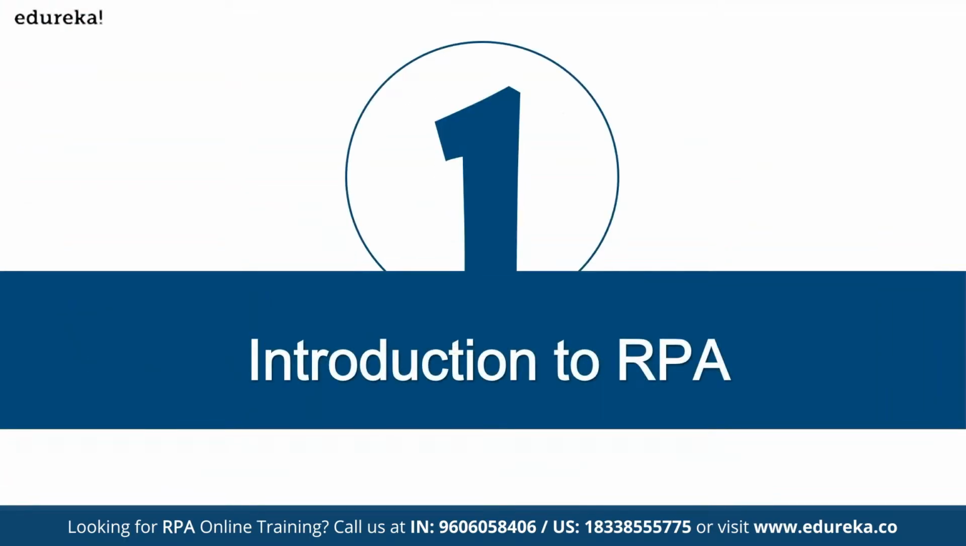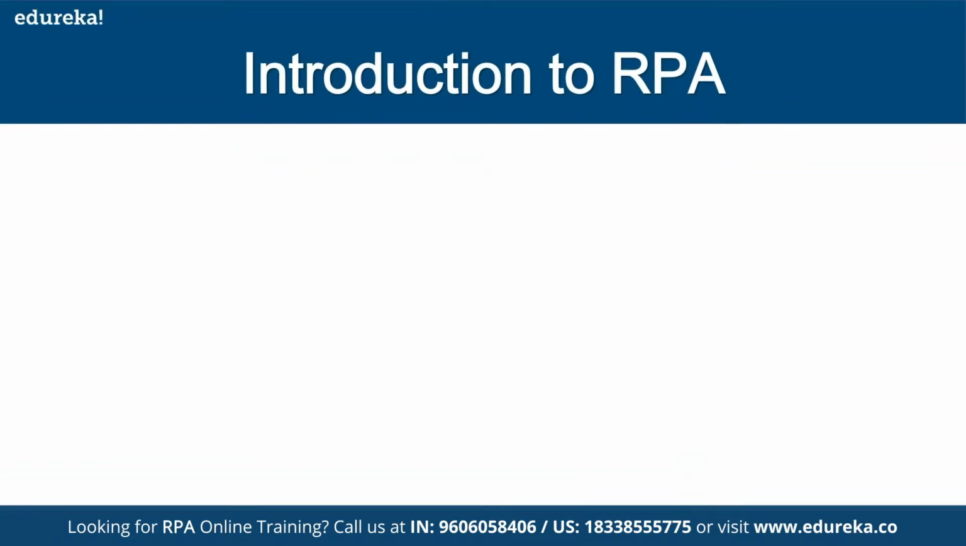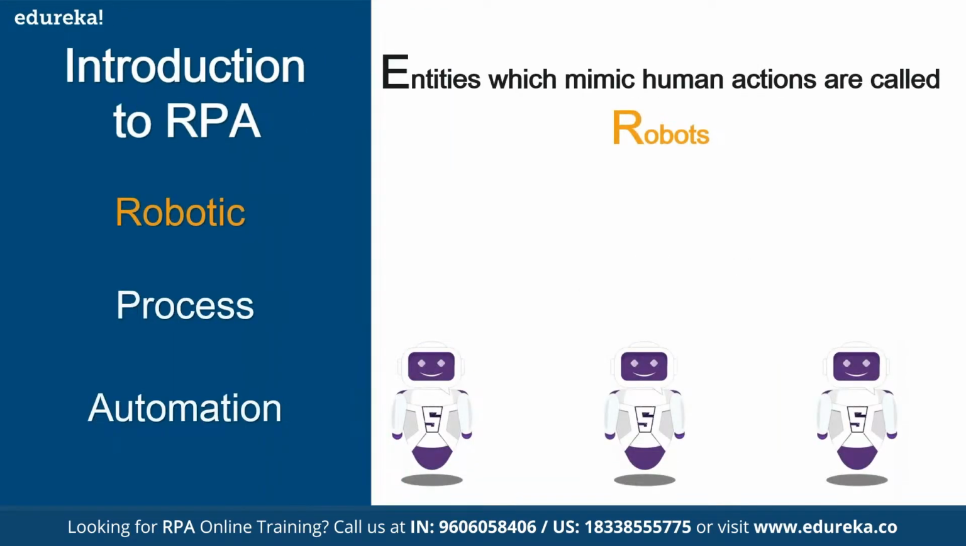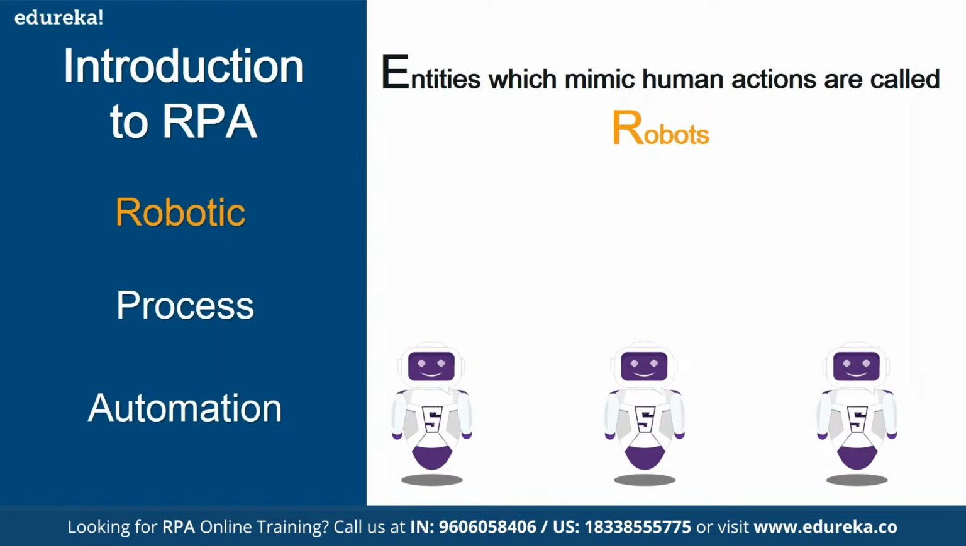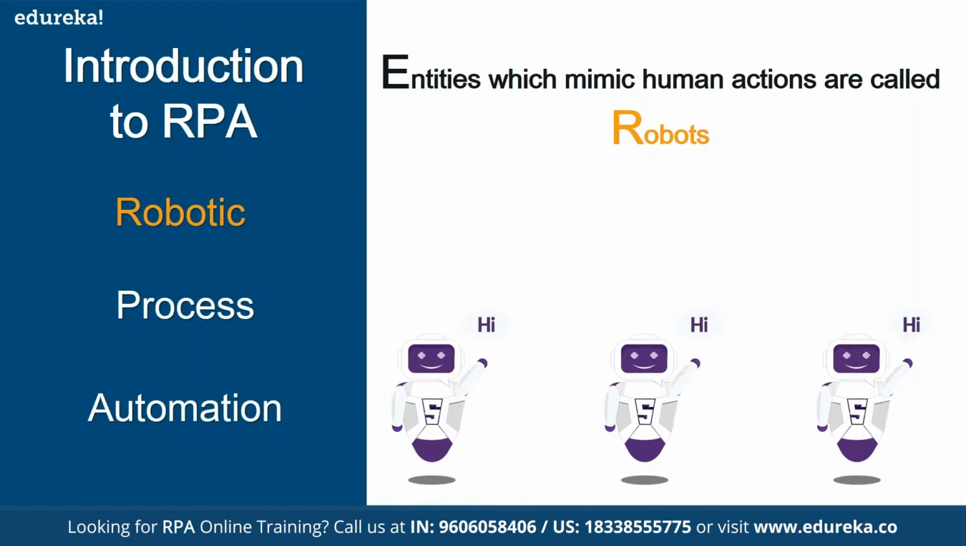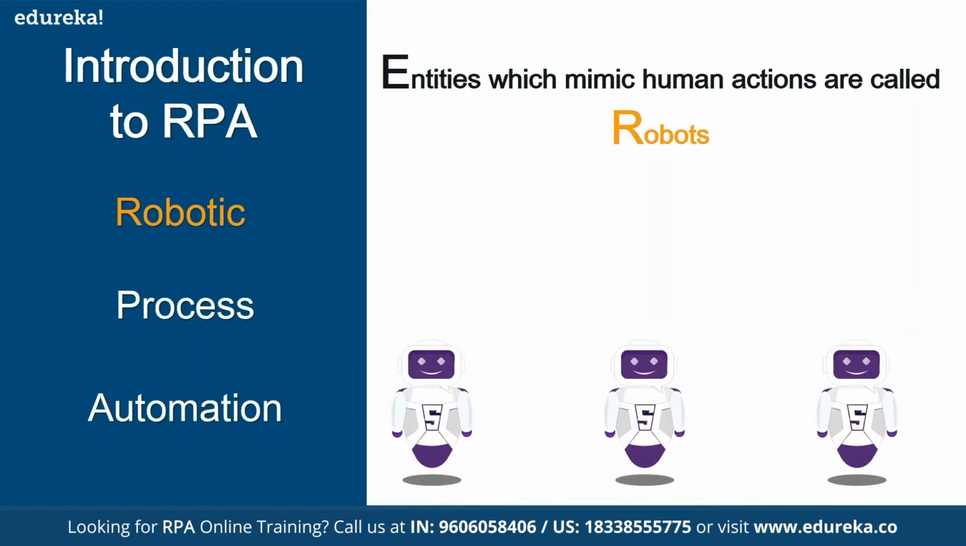So RPA stands for Robotic Process Automation. Let's divide this into robotic, process, and automation. Three different words: robotic, process, automation. So what is a robot? Let's not talk about robotic, let's divide this as a robot. So what is a robot?